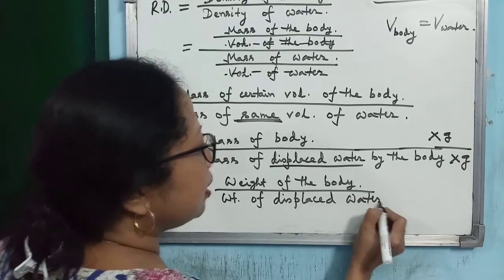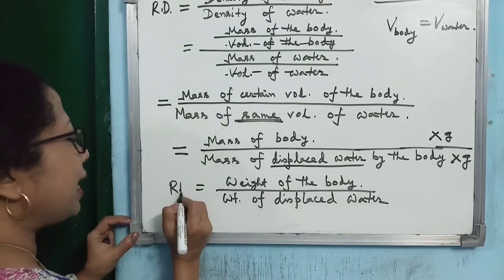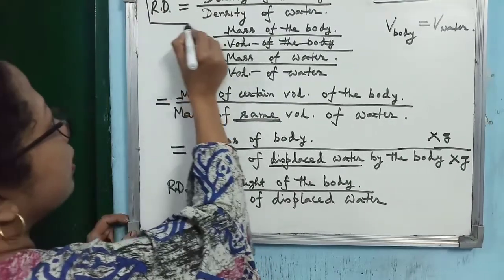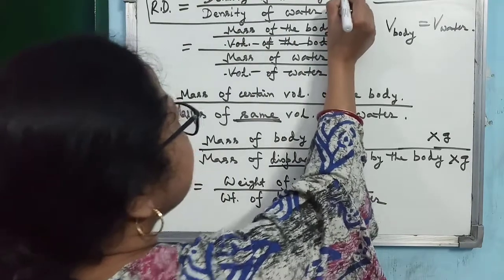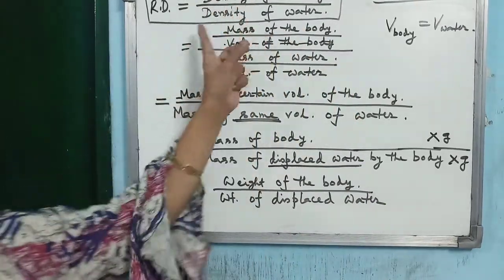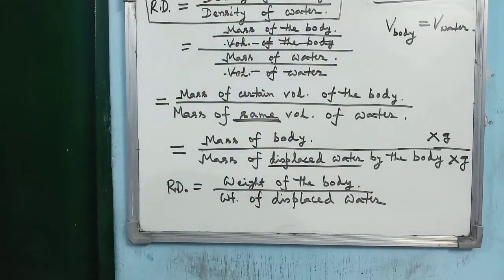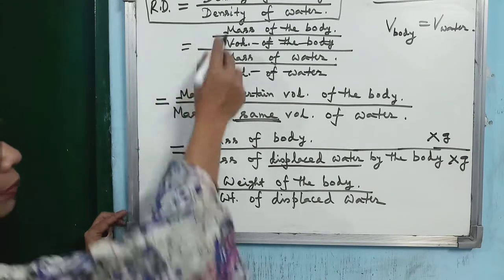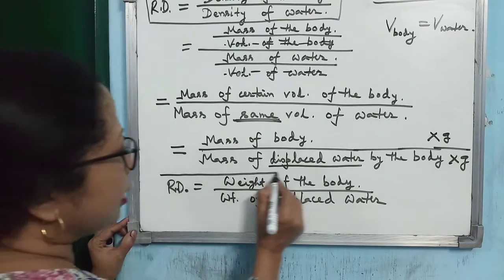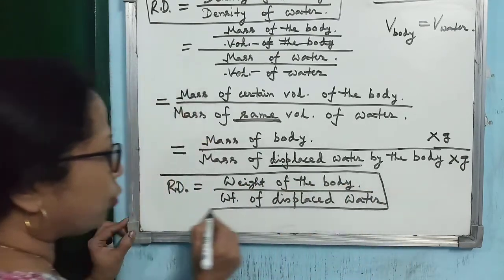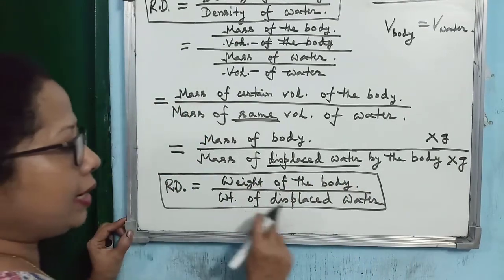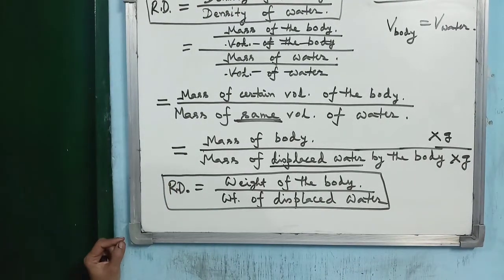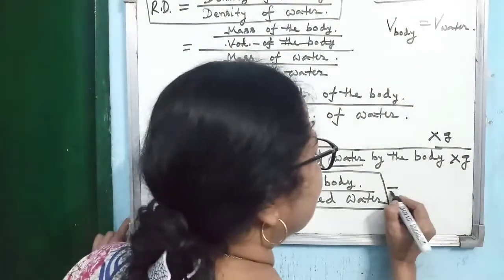Is that clear? So you see, relative density, these are the important relations you are supposed to remember. Relative density, you can either write density of the body by density of water at 4 degrees Celsius. It is within bracket. Then from that one, what we have got? That relative density is weight of the body divided by weight of displaced water. Alright. Now, what is weight of displaced water?